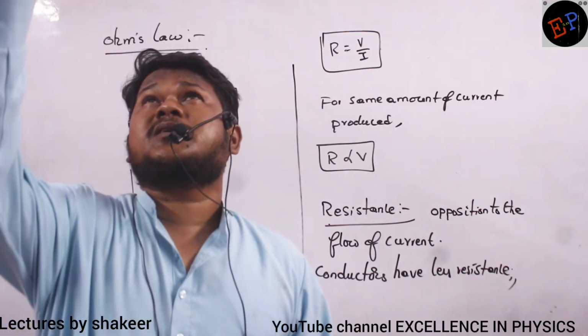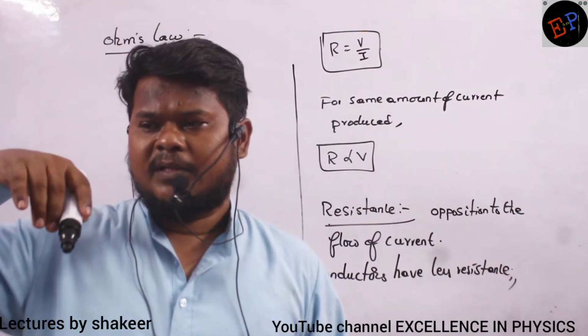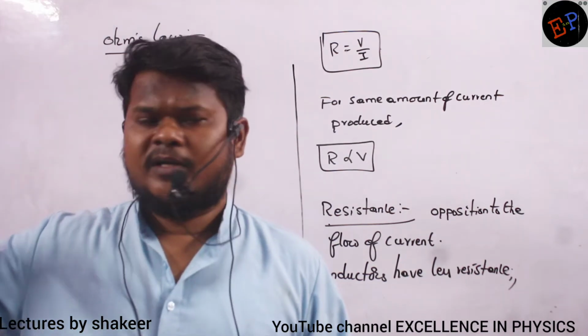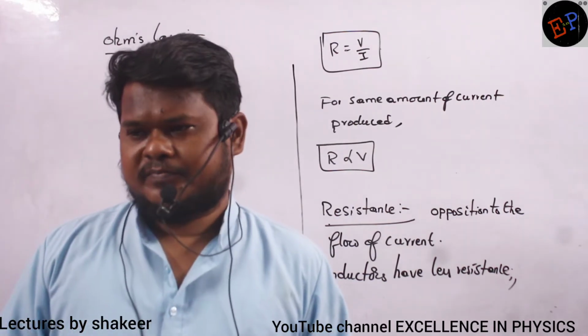For example, in these wires you can find copper. Why are we using copper only? Copper doesn't oppose the flow of current to a large extent. It also opposes, but very less.